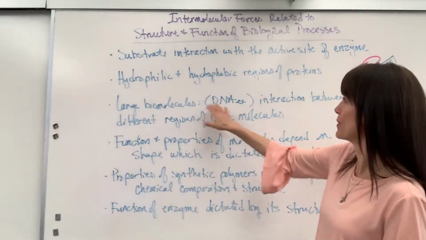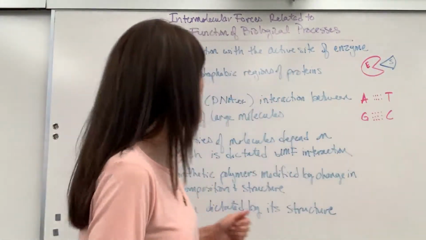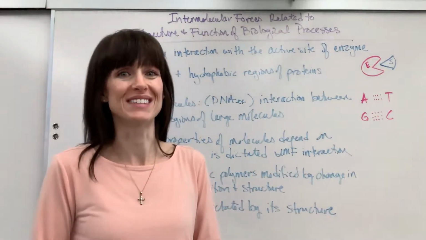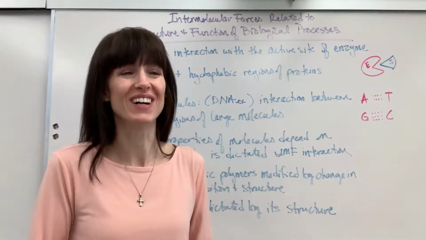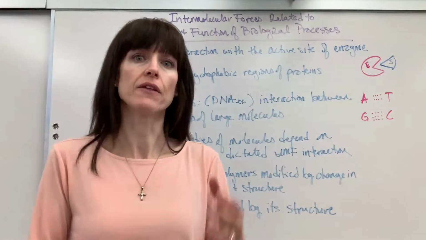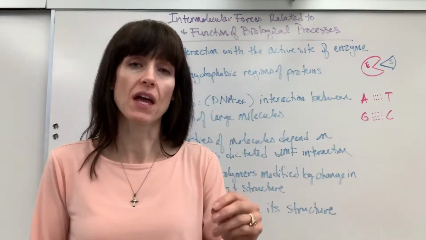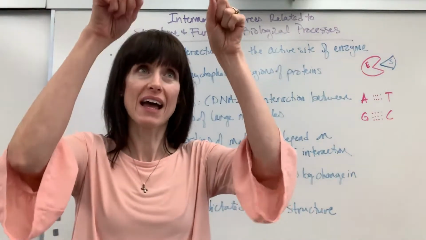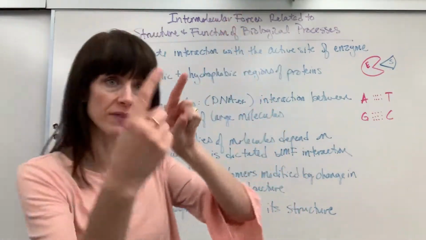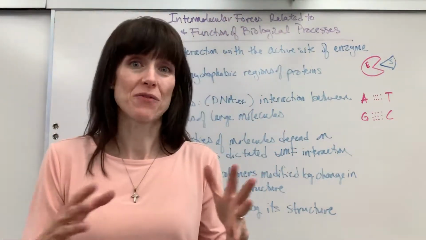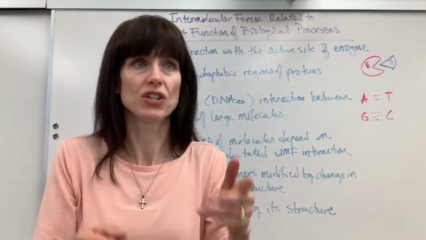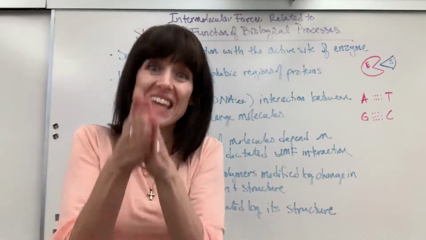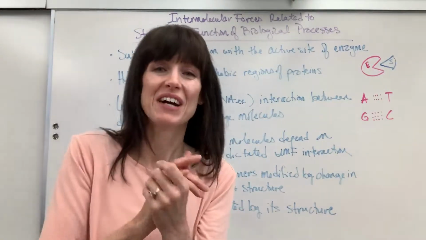Large biomolecules, and I'm going to give DNA as the example for this. This is the interaction between different regions of large molecules, and DNA, way cool. So in DNA, there's a sugar, a phosphate, and then the nucleic acid base that's attached to that. And if you look at the outside edges of DNA, so pretend we have this helix, there's no specificity on the outside. It's just sugar, phosphate, sugar, phosphate, sugar, phosphate. The specificity is on the inside. It's the rungs of the DNA.